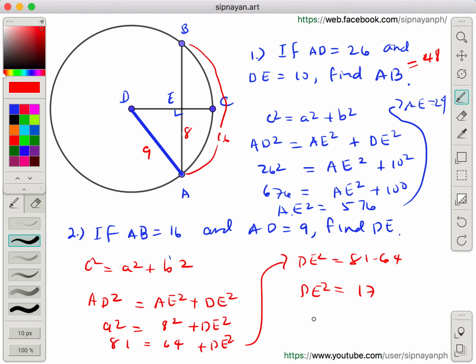Okay, so 17. And since 17 is not a perfect square, we get the square root of both sides. We have DE equals square root of 17. So, yung sagot natin dito ay square root of 17 yung kanyang length. No? So, that's it. I think that's the application of our theorem na pag perpendicular ay it divides the segment into two equal parts. Okay, or if it divides the segment into two equal parts, then this is perpendicular. Yun ang kanyang converse. Okay, that's it.